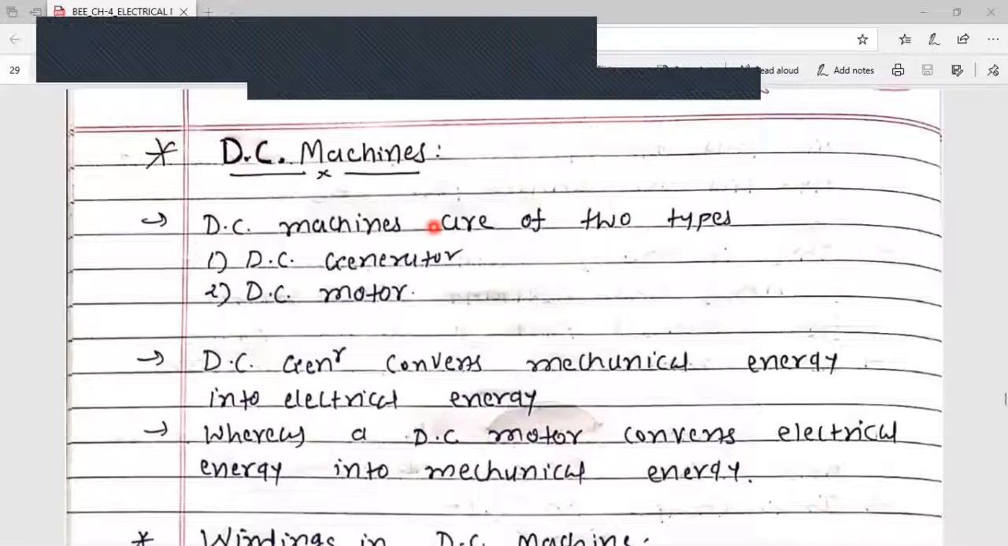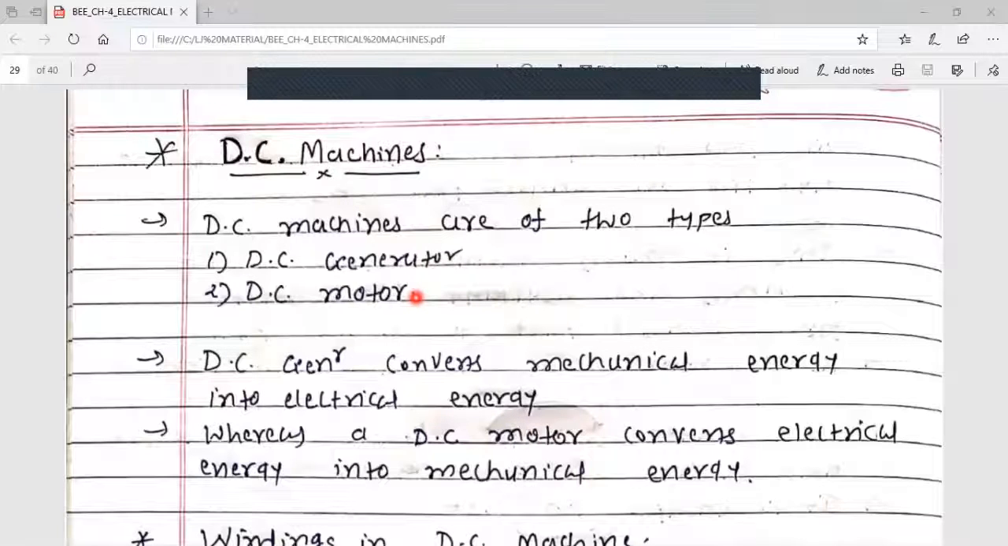Good morning, student. Today we will discuss DC machines, DC generator, DC motor. We will also discuss the principle of operation and construction of DC machines. And at last, we will discuss the separately excited DC motor.